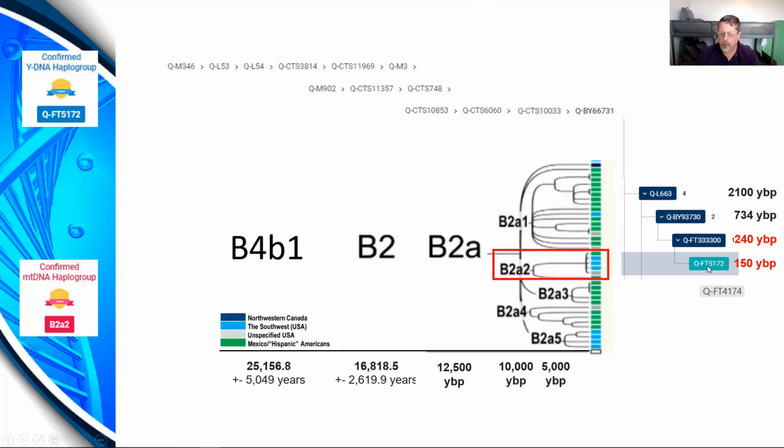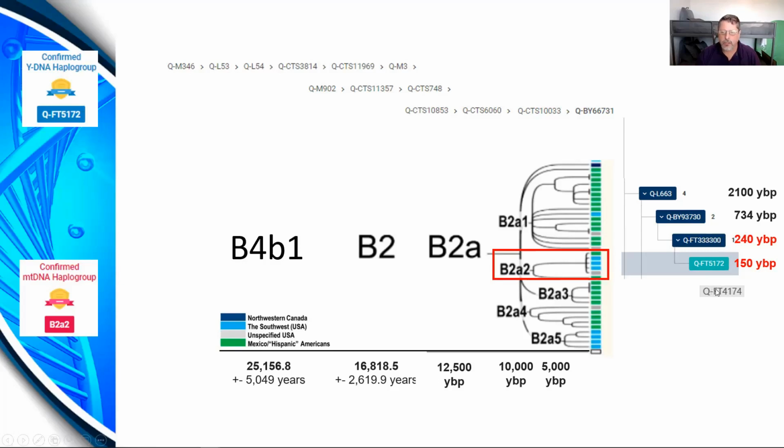So let me just show you really quickly what I mean by that. QFT5172, this is a family clade. That means that this is only about 150 years old, and there are probably people on this call right now who fall under this family clade because they fall under this man. On average, every 83 years, generally speaking, a new mutation happens.